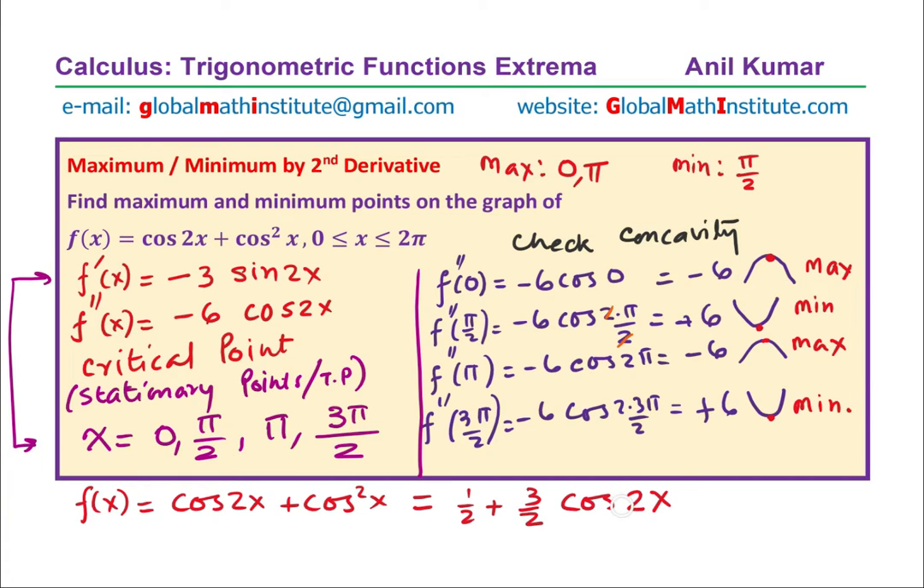Now in this function, you can put 0, pi by 2 and find the maximum and minimum value, right? So substitute 0 here. When you substitute 0, you get half plus 3 by 2 of cos 0. And that gives you the maximum value of half plus 3 by 2, and that is 2, correct? 4 by 2. So that is the maximum value.